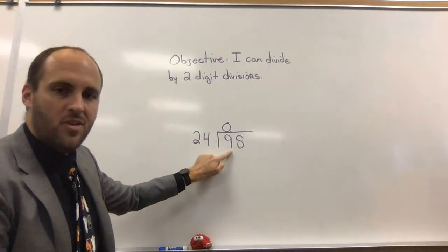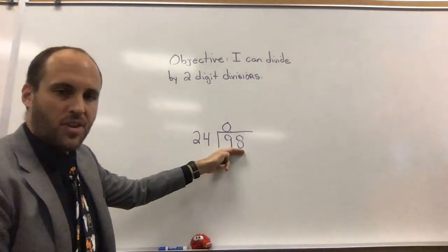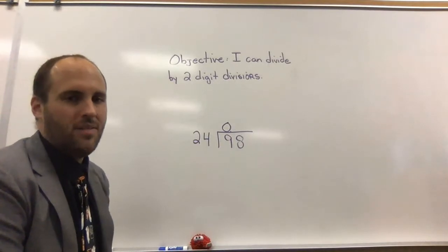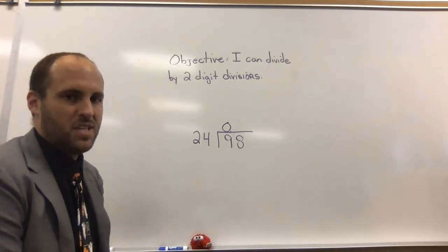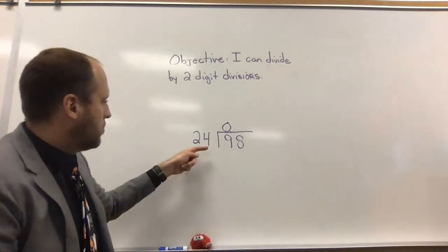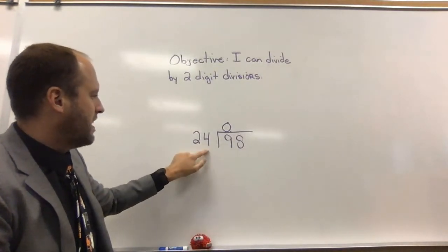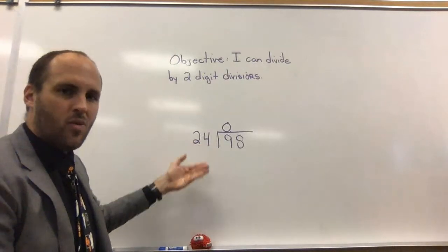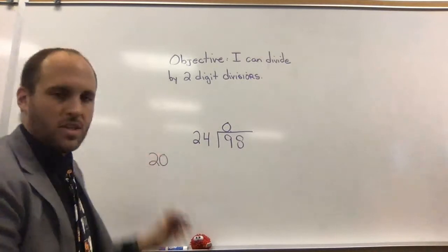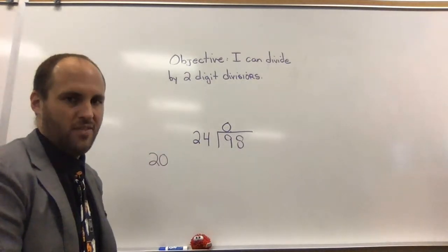Now, since we can't go into 9, we look at the whole number, 98. There's no 24th basic fact that I know off the top of my head that gets me close to 98. So what I do is I estimate 24. I see there's a 4 in the ones place, so I'm going to round it down. And I'm going to use 20 here because 20 is a nicer number to use than 24.